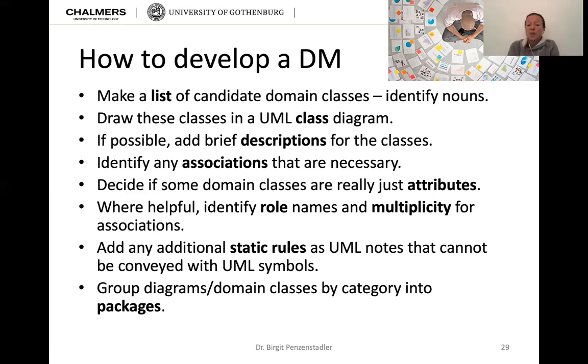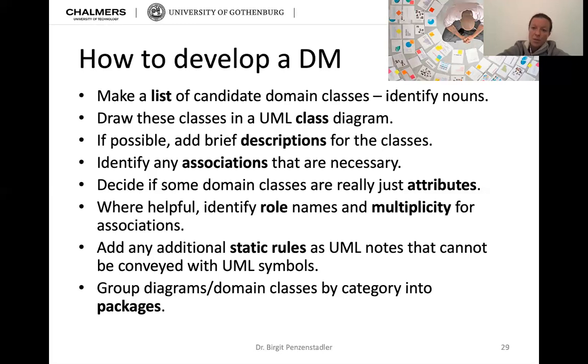And then where helpful, identify the role names and identify multiplicities for associations. So the role names were the things that were written on the end of each association arrow in between two classes. Add any additional static rules as UML notes that cannot be conveyed with UML symbols.